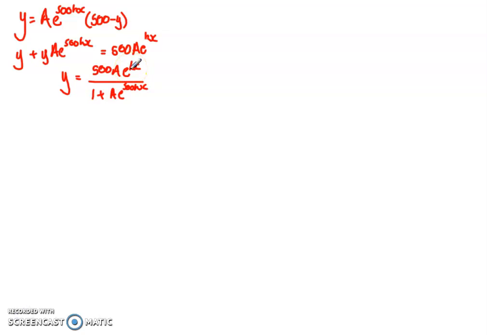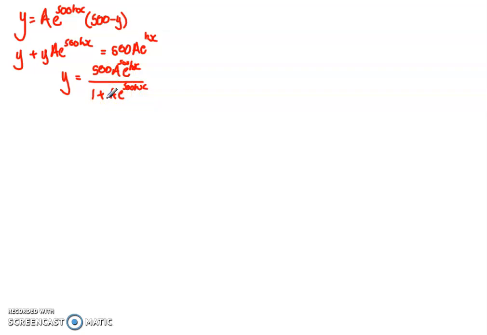Firstly, a couple of quick things to notice. First off, I've actually missed out the 500 as a power, so there we go. The a's here, I can't just turn into a separate constant on the top, because this is a e to the 500kx, and this is a e to the 500kx. These a's have to be the same, so I have to keep them in that manner.